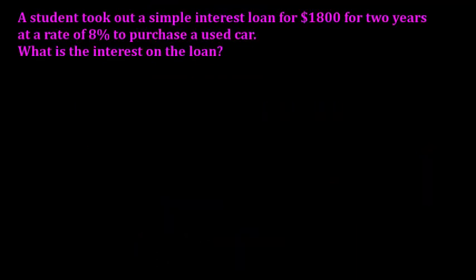A student took out a simple interest loan for $1,800 for 2 years at a rate of 8% to purchase a used car. What is the interest on the loan? So the first thing we're going to do is write down the formula. I is equal to P times R times T. And then let's go through and find everything. Principal, $1,800, so I'll put a P there. The rate, 8%, so I'll put an R there. And the time, 2 years.